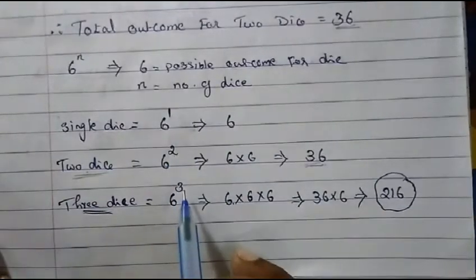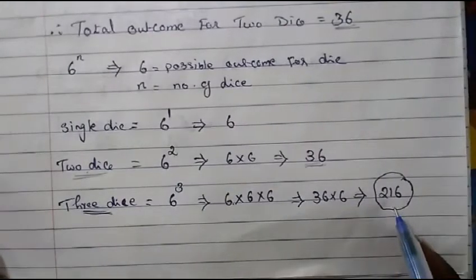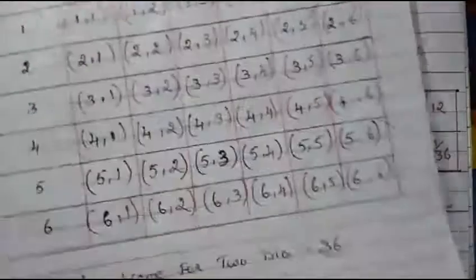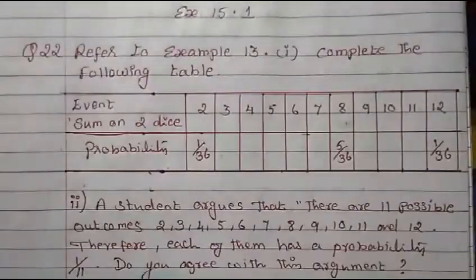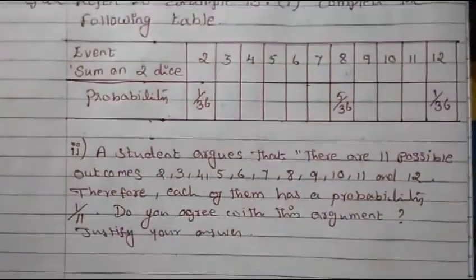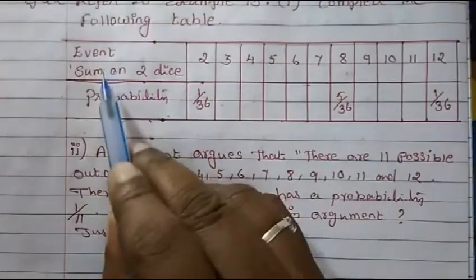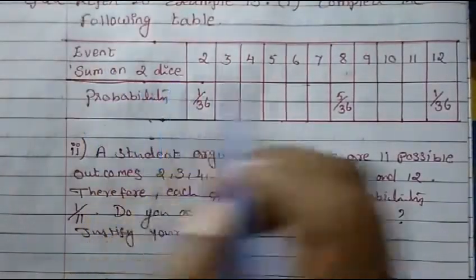3 dice means 6 raised to 3, so we have 216 outcomes. So total possible outcomes. So we have made this chart. So you have to make this chart first here, and then understand the question now. What is the meaning of event? That is sum on 2 dice.